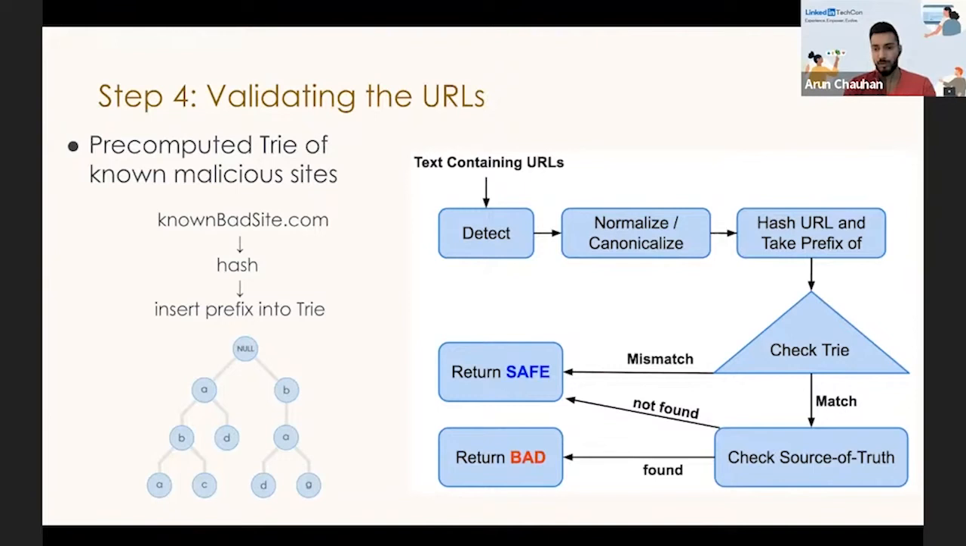Here, the source of truth could be that we maintain it in a cache, in a database, or it could make a call to a third party. And there, if it was not found, we'll return safe. Otherwise, if it's found, we'll say it's bad.